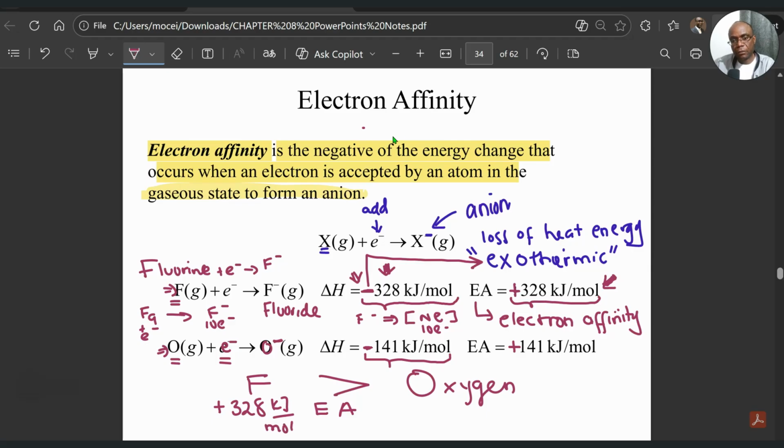It loses a lot of heat in an exothermic way to become stable. It loses 328, while oxygen is just going to lose about 141 kilojoules per mole. And it's the reason why we said before that fluorine is more electronegative. Electron affinity and electronegativity are slightly similar.